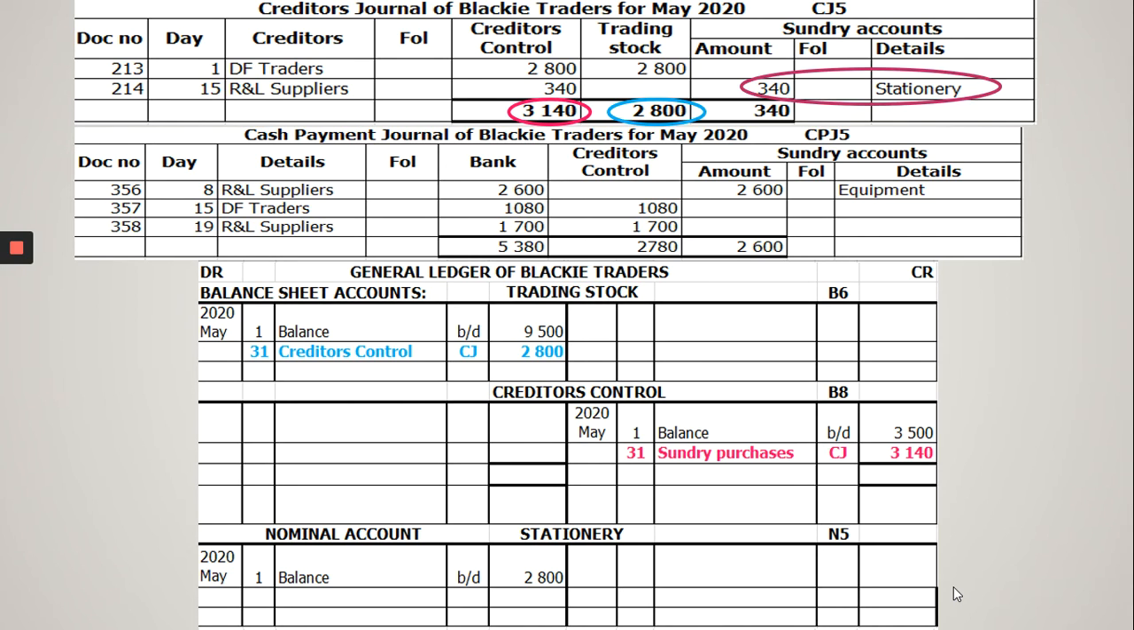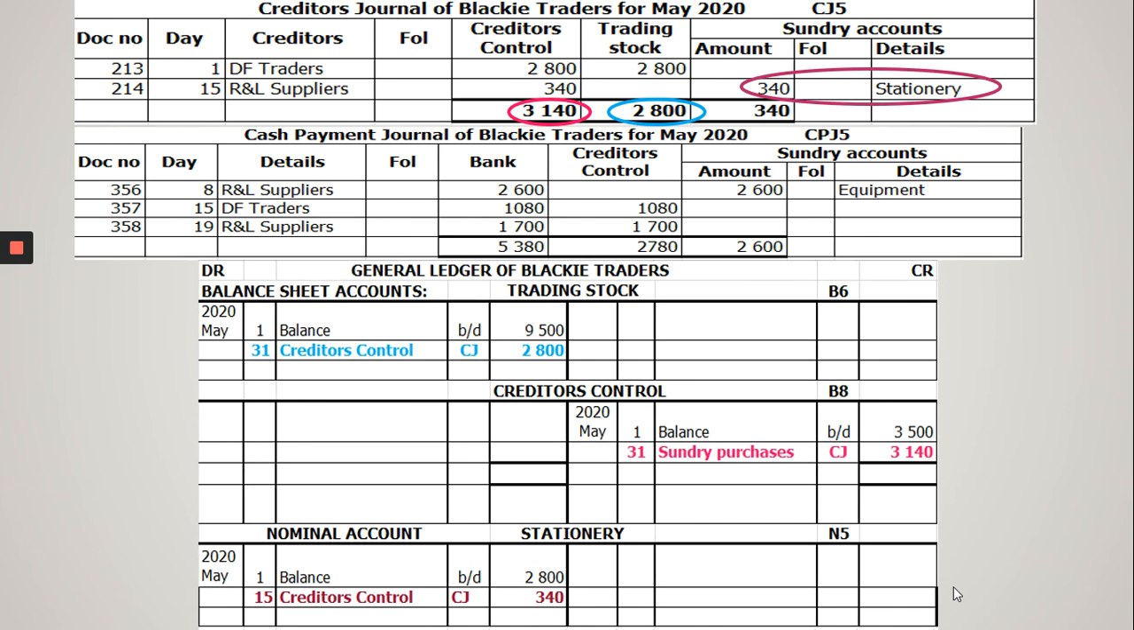The same with stationery. Why is there stationery in the CJ? Because we bought stationery on credit. Now, stationery is an expense for my business. It decreases my owner's equity, and owner's equity decreases on the debit side. So we will debit stationery with the 340 rand, and you will see that our contra account there will be creditors control.